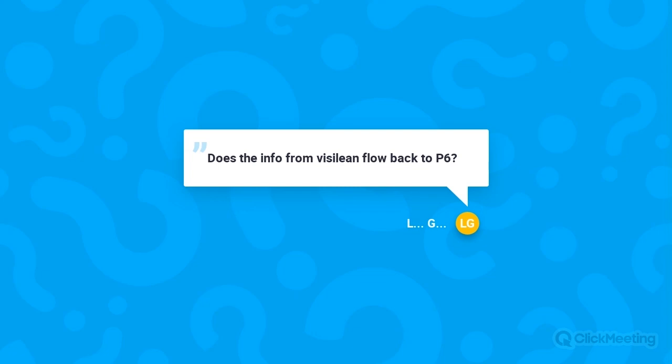We do, Liang, while we get her back, we do have the info flowing back to P6 from VisiLean. So we import your P6 programs, and you can work on those programs in VisiLean, and then you can take those updates back into P6 and then get a new rescheduled program back into VisiLean as well. So the system speaks to P6 so that, like we mentioned in the webinar, the top-down and the bottom-up approach actually work together hand in hand.